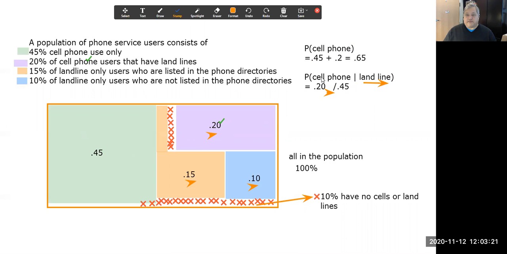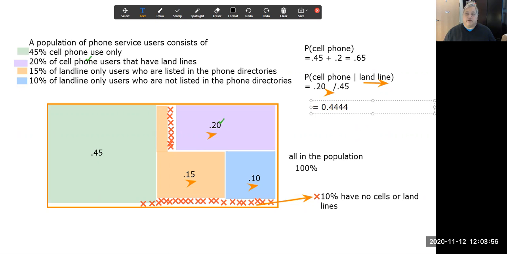The overall space is now just the people who have landlines. And so they're only either purple, orange, or blue, 45%. So when I divide 20 by 45, I get 4 out of 9. So that's 0.4444, 4 ninths. Okay, so that would be the way to answer that.